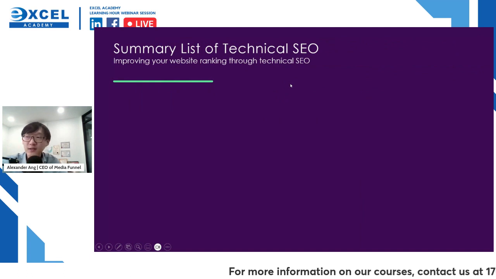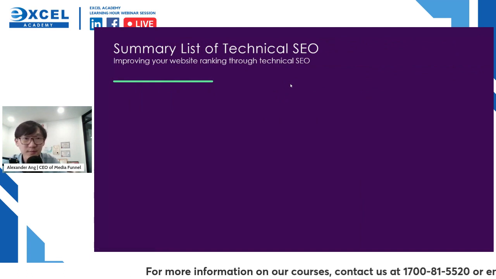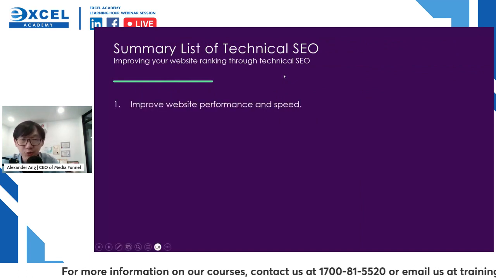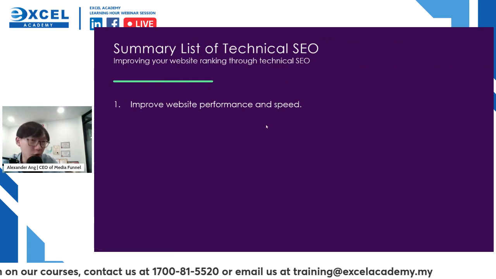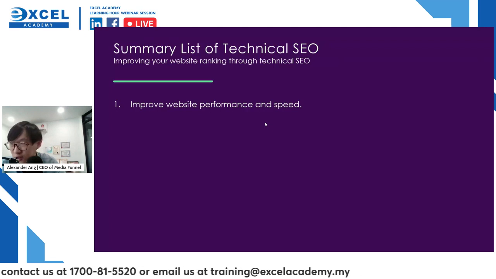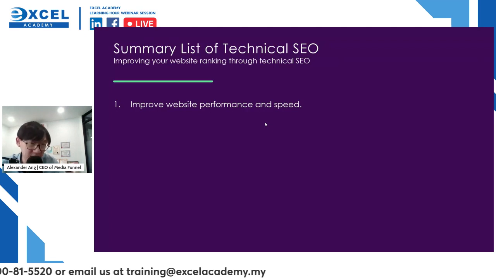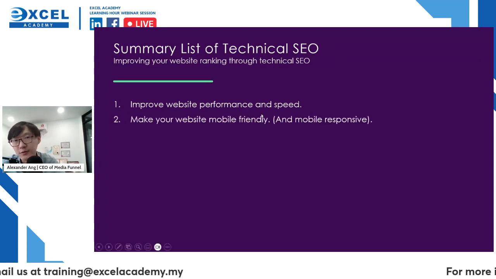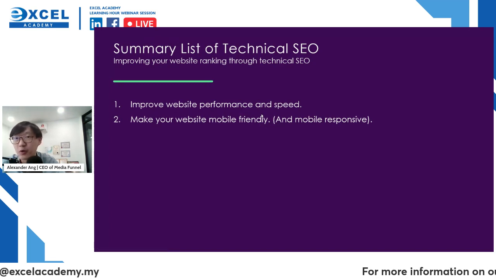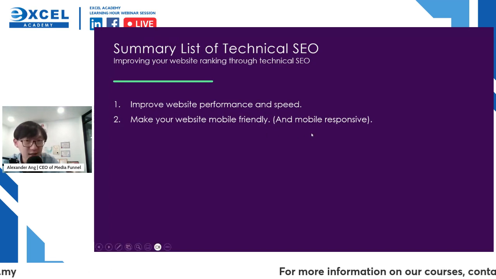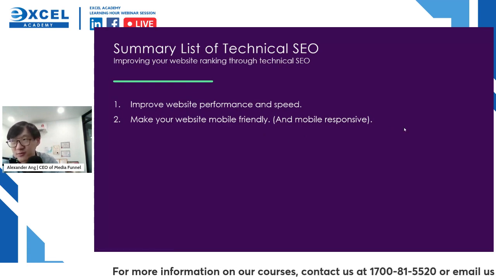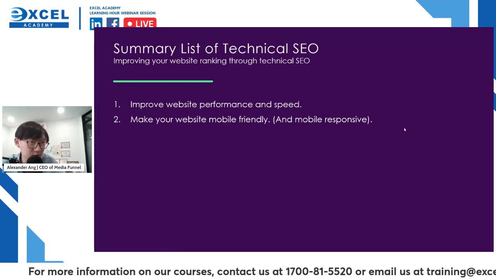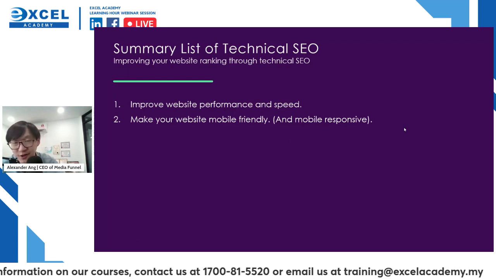Let me just summarize the things that we talked about. Number 1, improve website performance and speed. If you want to do technical SEO, remember to audit using GTmetrix and PageSpeed Insights. Make your website mobile friendly and mobile responsive. Check whether the content is too wide until it crops over the width. So it's up, down, not left, right.